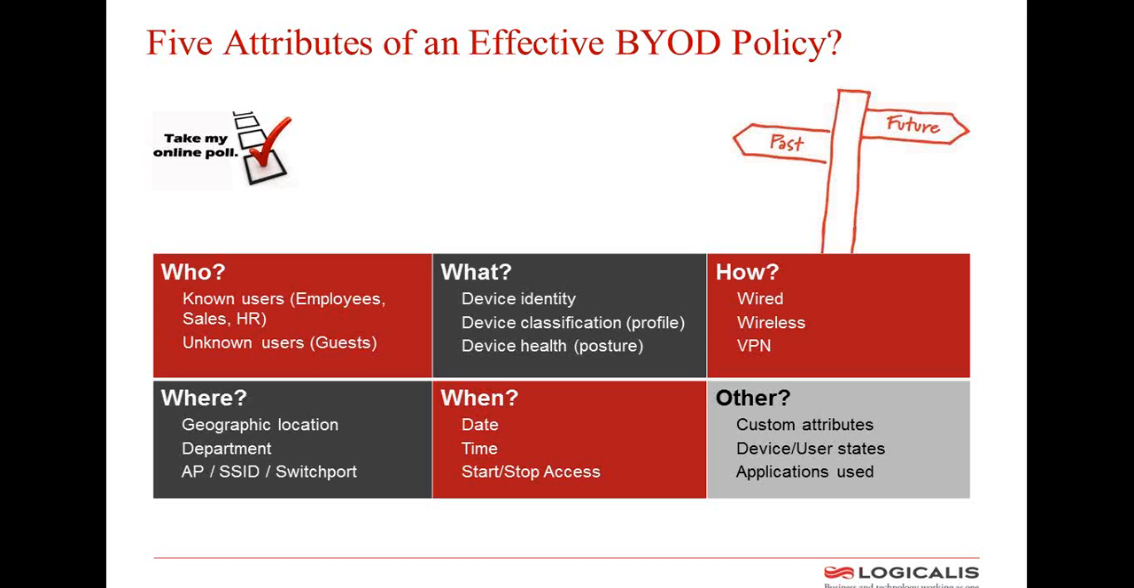So others really are a 6th attribute that we have here. All this granularity that we can use to implement policy becomes available to us if we do this correctly.